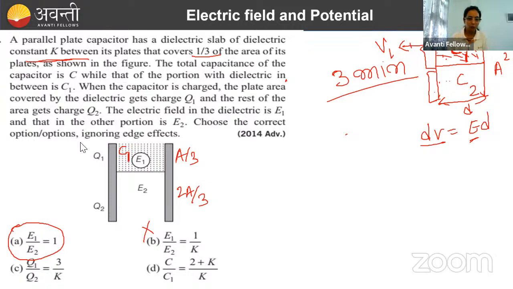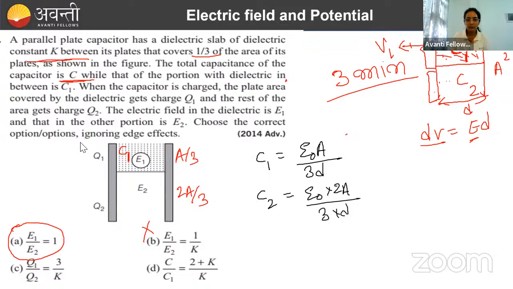Now let's see how we can relate Q1, Q2 and C1. Just see here, what was C? Total capacitance of the capacitor is C. Now let's write the values of C1 and C2 first. So C1 can be written as epsilon naught A by 3D. And C2 can be written as epsilon naught into 2A by 3 into D. So this is C1, C2.